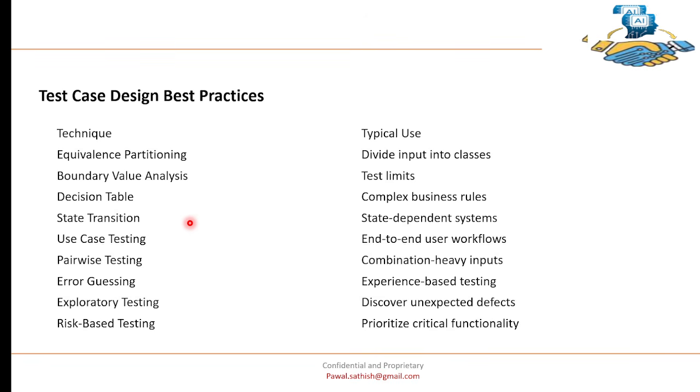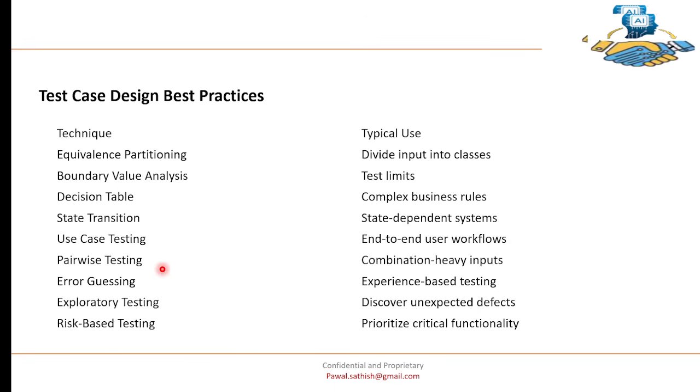And these are the techniques we can see. When you are designing the test case, first is equivalence partitioning, which divides the input into classes, then boundary value analysis, which tests limits, then decision tables, which we can use if you have complex business rules, then state transition, where behavior is dependent on the state of the system. Then use case testing, when we have an end-to-end user workflow.